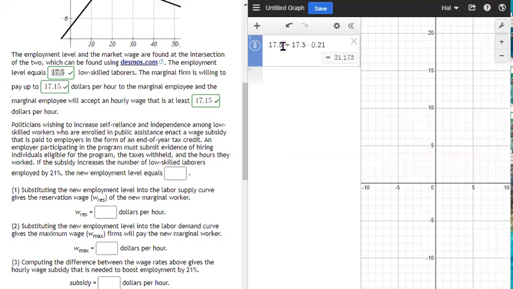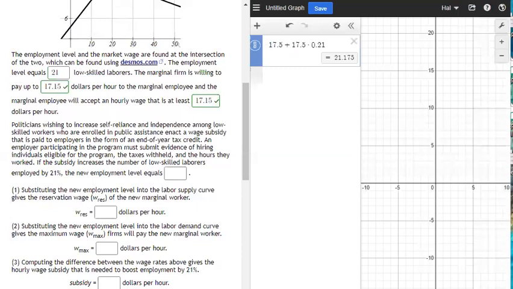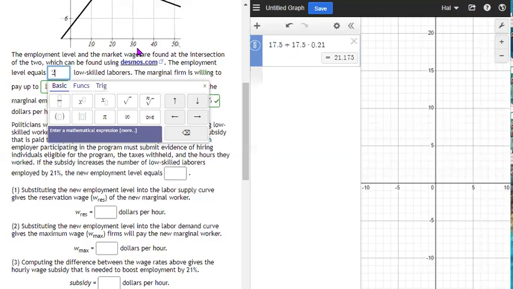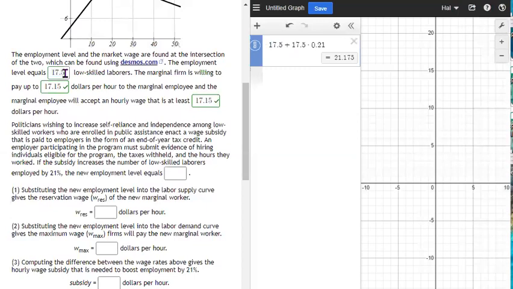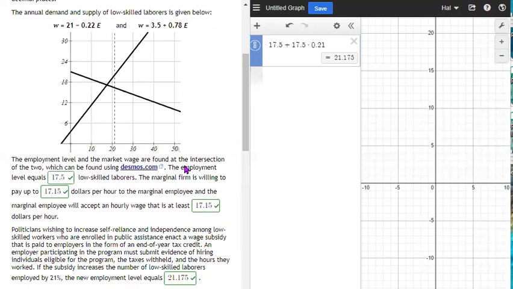So this is the initial employment level. This is the increase. When we add those two together, we get the final employment level in this labor market, which is 21.175. And again, this could be in millions. You've got to be really careful with my math here, bouncing back and forth. So the initial employment level is 17.5, and the final employment level is 21.175. You've observed that.